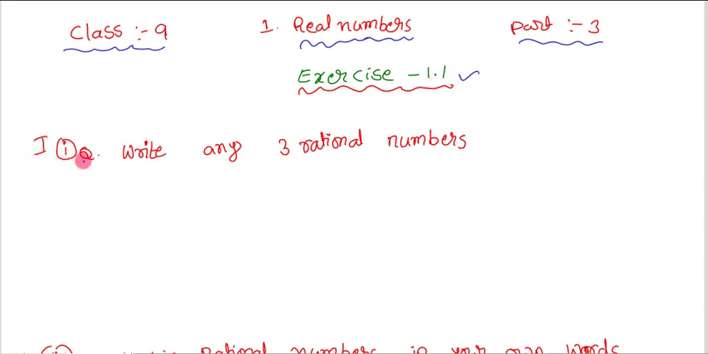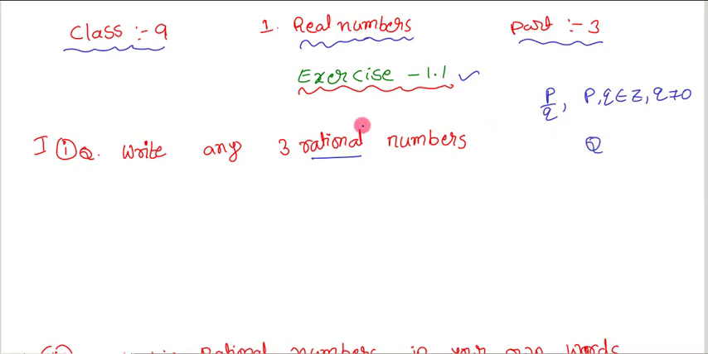The first question is: write any three rational numbers. To answer it, one must be aware of the definition of rational numbers. Rational numbers means the numbers which can be written in the form of p by q, where p and q belong to integers and q should not be equal to 0. And the set of rational numbers is denoted by Q.